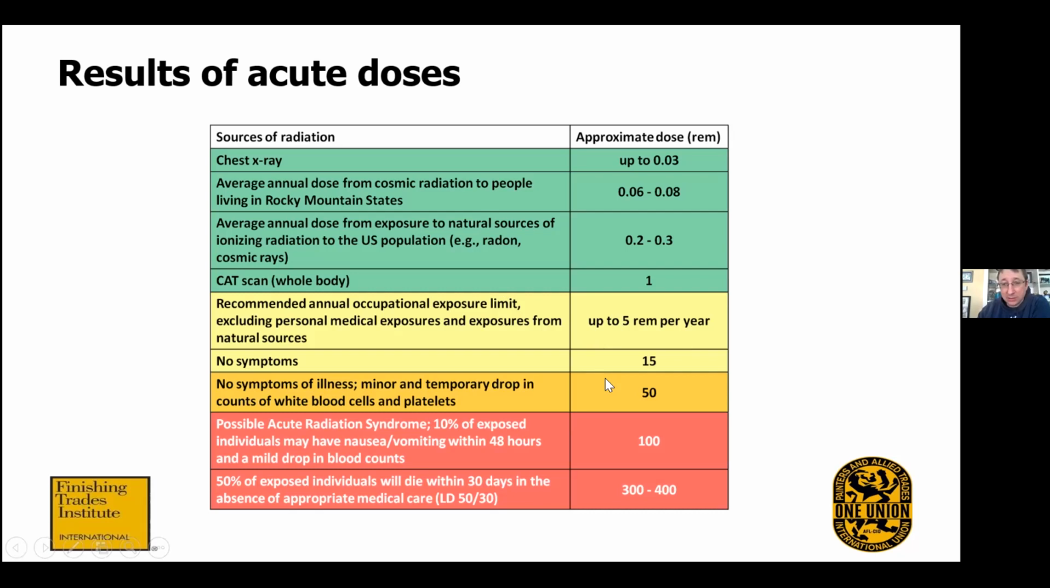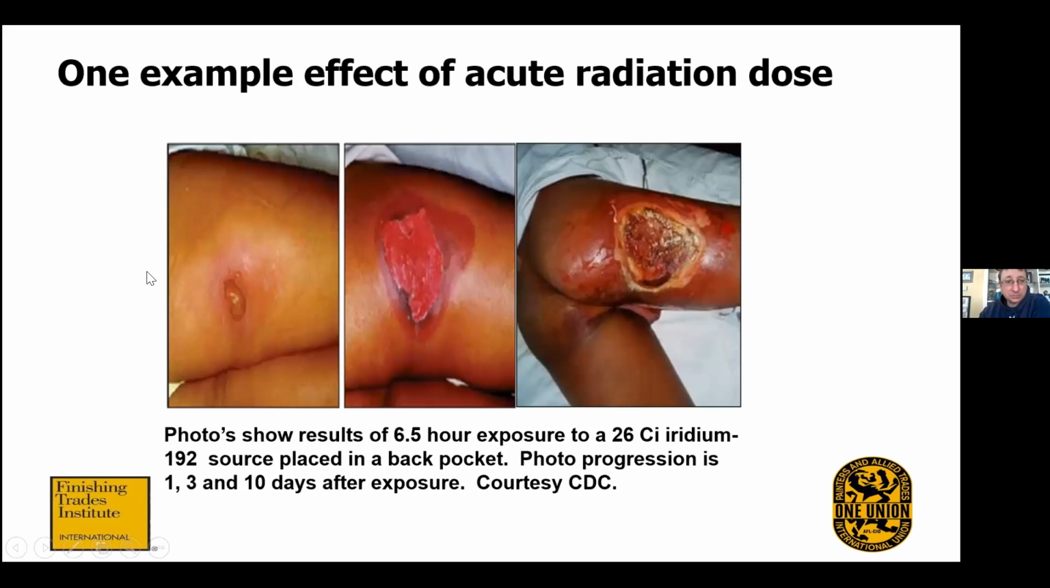Which I think by current research shows it's too low. And then we start to see what some of these effects look like. No symptoms of illness, minor and temporary drop in counts of white blood cells and platelets in our body, up to 100 rem, possible acute radiation syndrome. 10% of exposed individuals at this level may have nausea, vomiting within 48 hours, and mild drop in blood counts. And then once we get up into these values here, we can start to see fatalities arise.